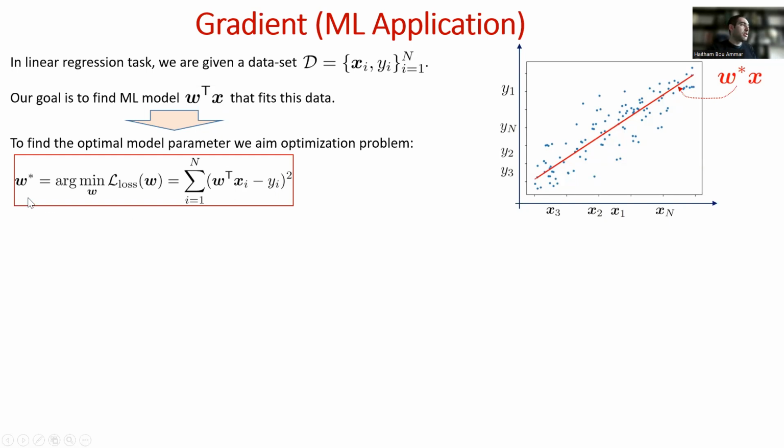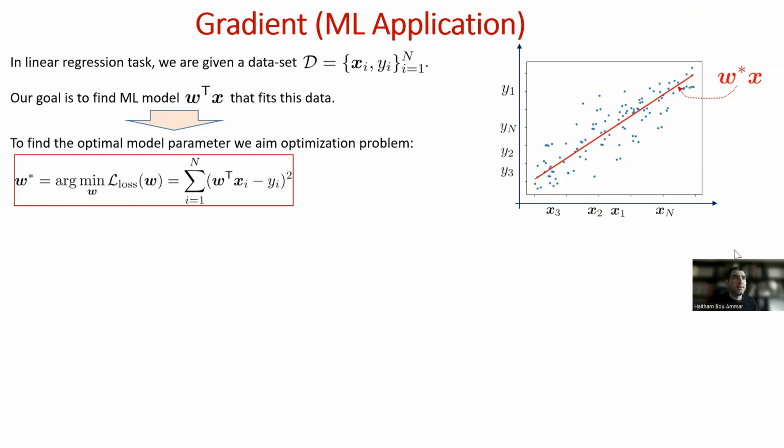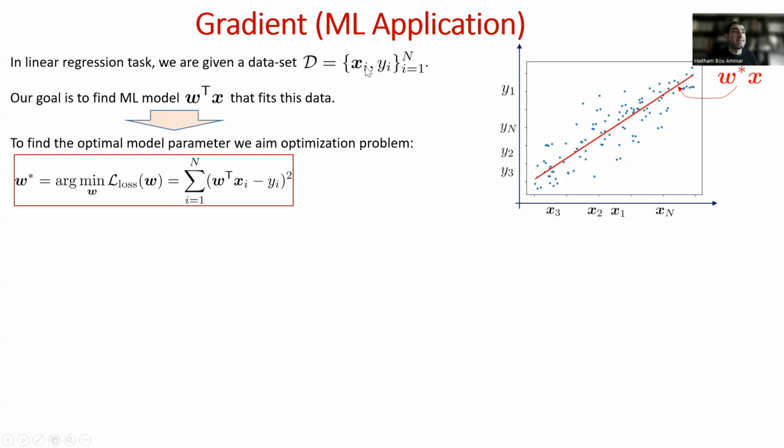And then, in order to find the best fit, the best linear model that fits that data, we want to find that omega star that minimizes this loss. So this omega star that minimizes this loss is basically this red line here, omega star transpose x. And that's what we want to find. We want to find this omega star if we have this data set, xi and yi. Okay, let's actually compute that.